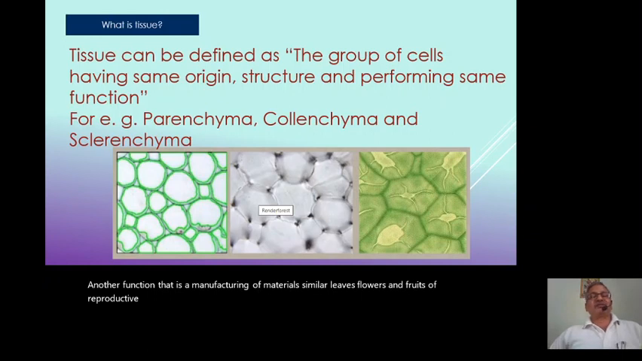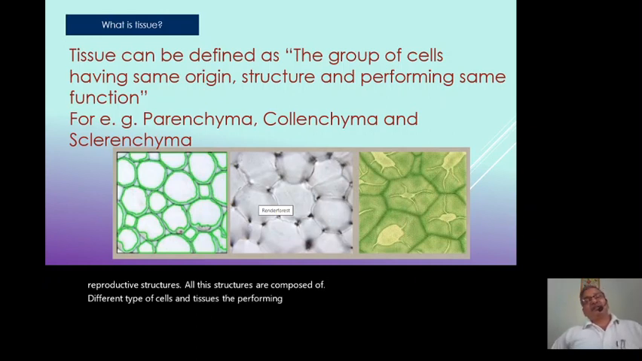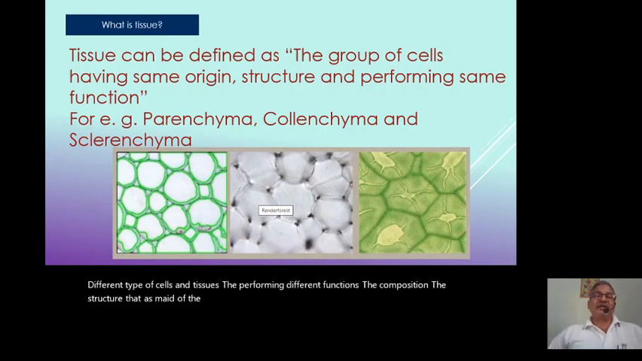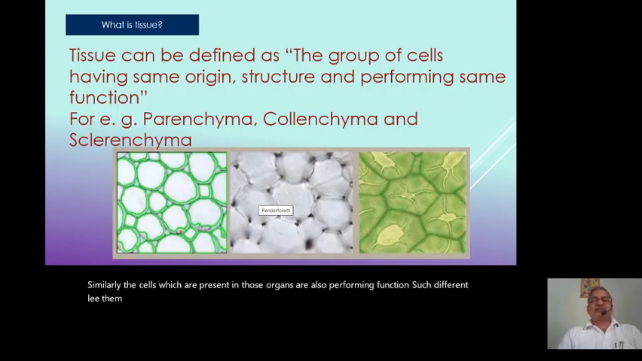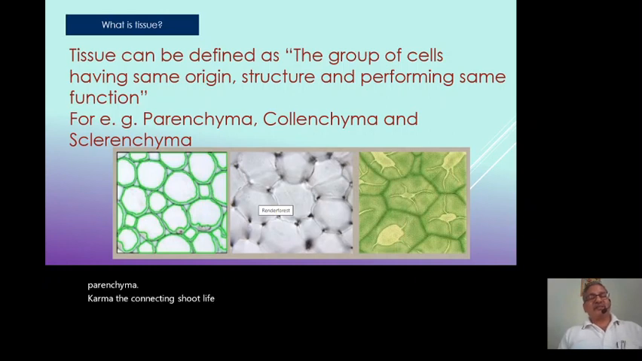So all these structures are composed of different types of cells and tissues. As they perform different functions, their composition, structure, and arrangement of cells are quite different. Certain tissues commonly found in the plant body are parenchyma, collenchyma, and sclerenchyma. The conducting tissues like xylem and phloem are also present in plants.